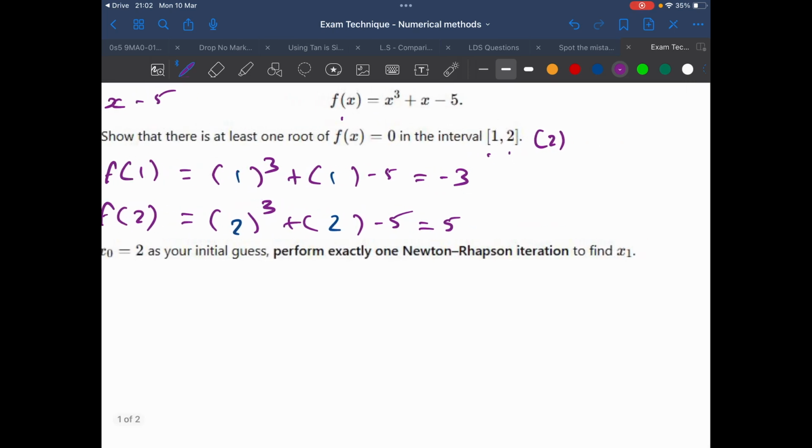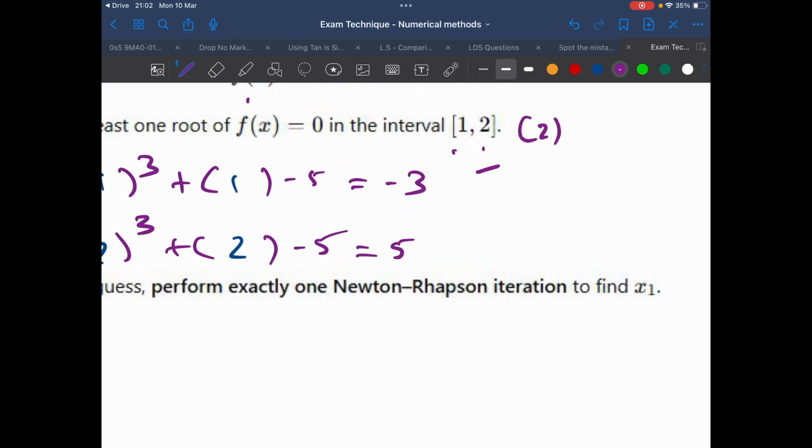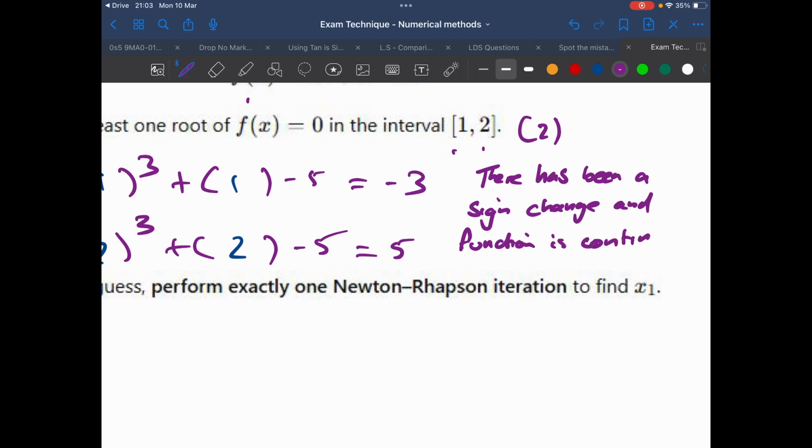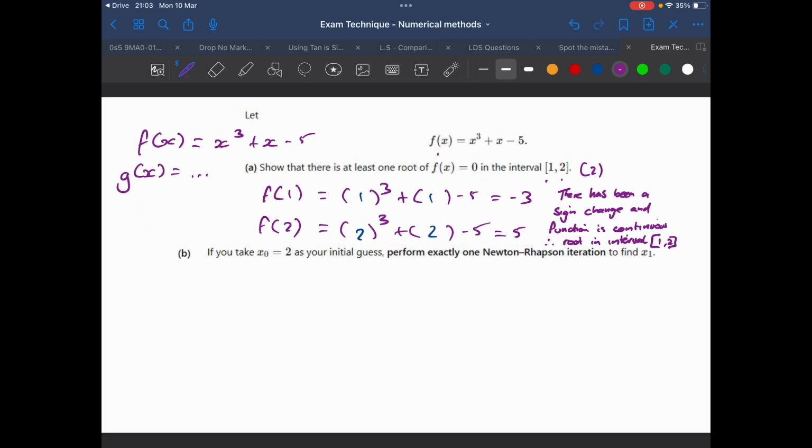The conclusion then: there has been a sign change and the function is continuous. Therefore, there is a root in the interval 1, 2. Okay, so that's what a model answer would look like.